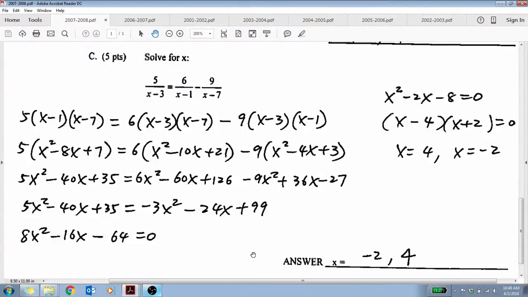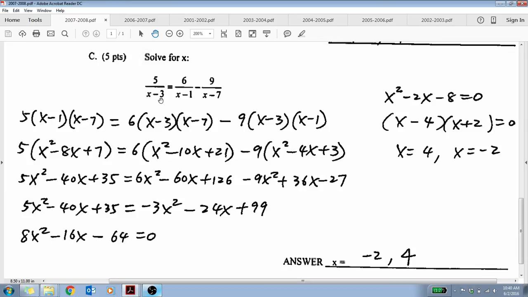We are told here to solve for x given this equation, and to do this what I must do is multiply both sides of the equation by the least common denominator. Now the least common denominator would be x minus 3 times x minus 1 times x minus 7. So when I multiply everything by that, I'm going to get rid of the fractions. So multiply left side by x minus 3 times x minus 1 times x minus 7.